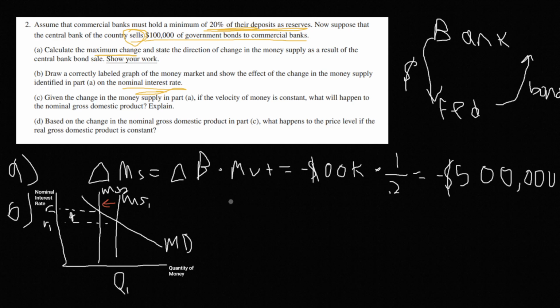What does part C say? Given the change in the money supply, and that the velocity of money is constant, what will happen to gross domestic product? It is asking about the velocity of money equation: the money supply times the velocity of money is equal to the price level times real GDP. So a decrease in the money supply will decrease real GDP.